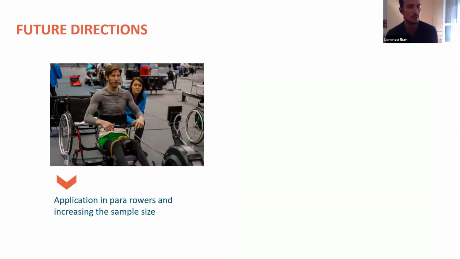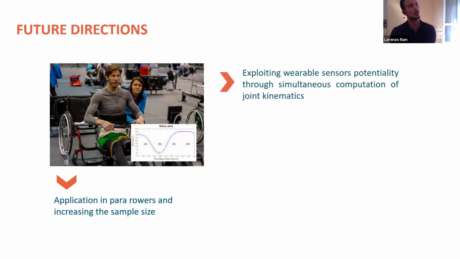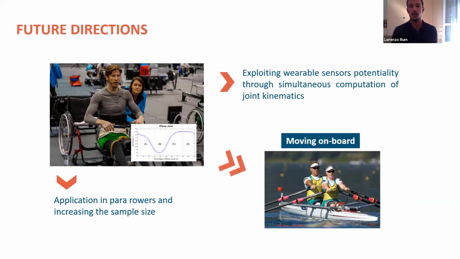For future directions, of course, we are aiming to apply this methodology to para-rowers that use the different para-rowing setups, and increase, of course, the sample size to introduce some serious statistical analysis. But also, we want to exploit the full potential of wearable sensors through the simultaneous computation of joint kinematics, in order to finally move on board and be very useful for coaches and trainers, who are quite in need of this kind of instrumentation in these sports.